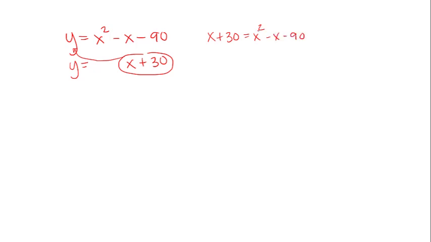Then because it's a quadratic equation, I want everything on one side. So I'm going to subtract x and subtract 30 from both sides. And then I'm going to try and factor. Let's see if I can come up with any numbers that multiply to give me 120, but yet add up to -2.